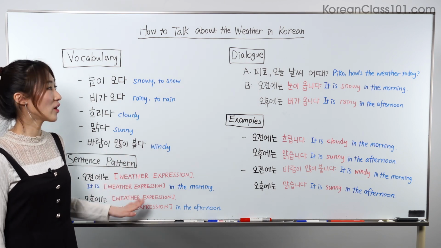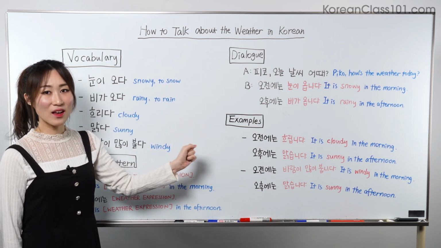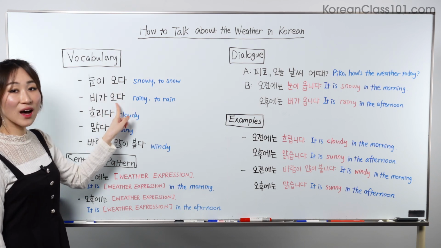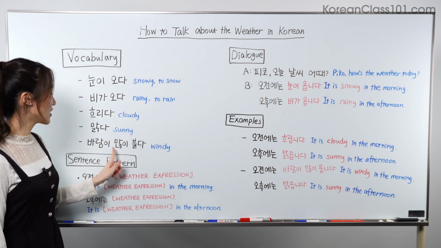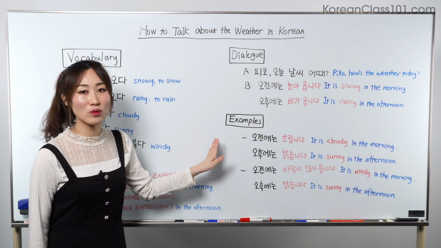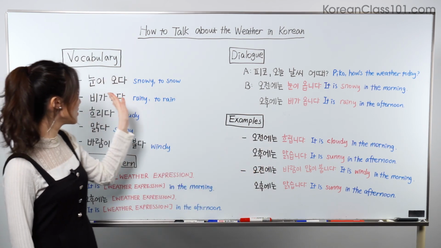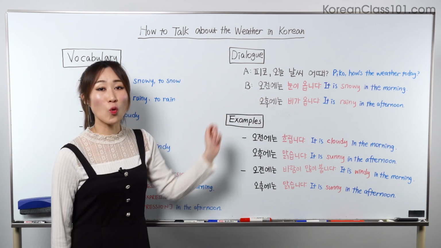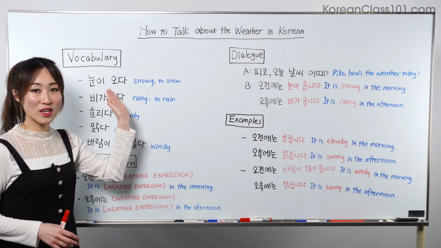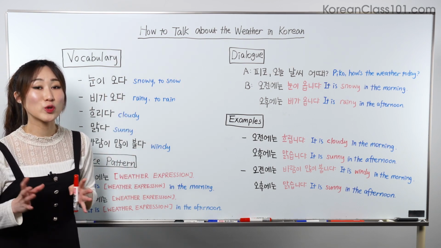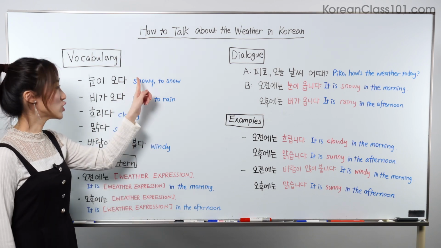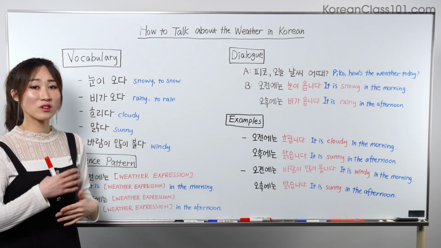You saw this pattern in the dialogue and examples, right? But have you noticed? We learned 눈이 오다, 비가 오다, 흐리다. We used this 다 form in the vocabulary, but in the dialogue and examples, there's no 다 form. The form is different. 눈이 오다, 눈이 옵니다. Yes, this is the dictionary form. In Korean, we don't use the dictionary form directly when we speak. So what should we do? We change this form to a different conjugation.